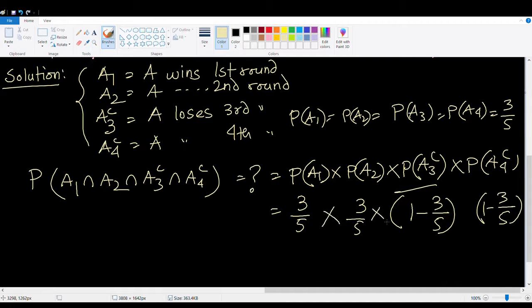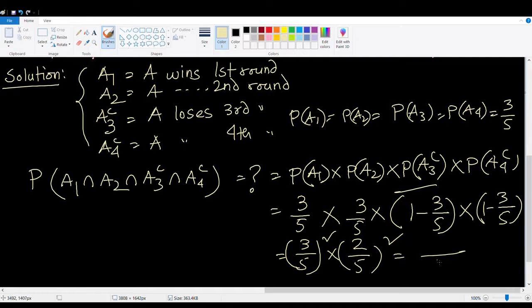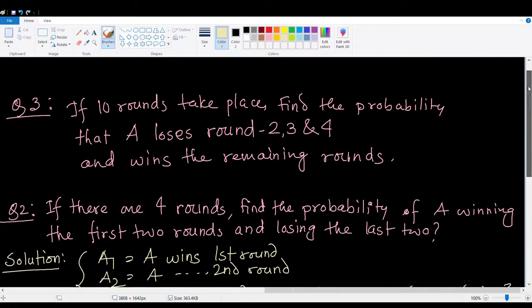Now, multiplying all of them, we are going to get the result. I hope you understand it. So this is (3 by 5) square into (2 by 5) square. So it's 625 in the denominator and 36 in the numerator. Yeah, so the result is 36 by 625.